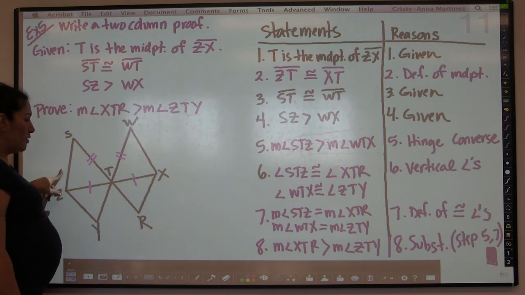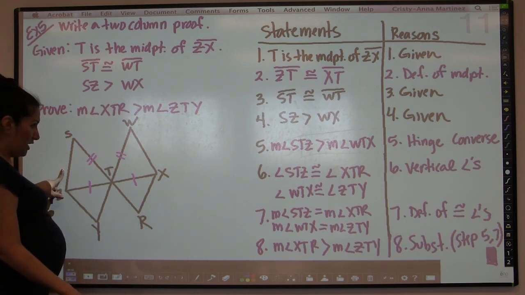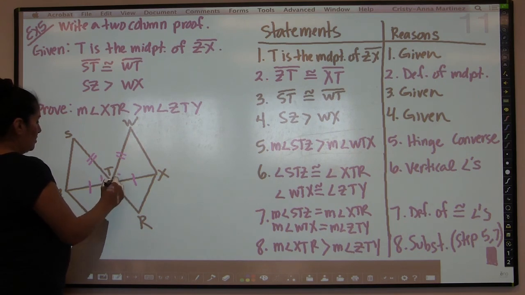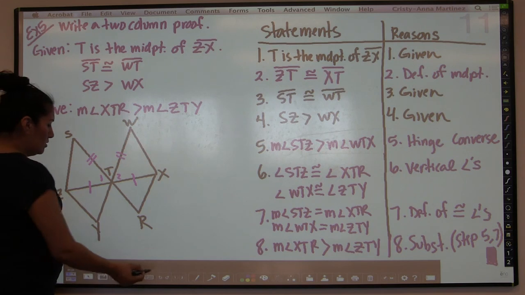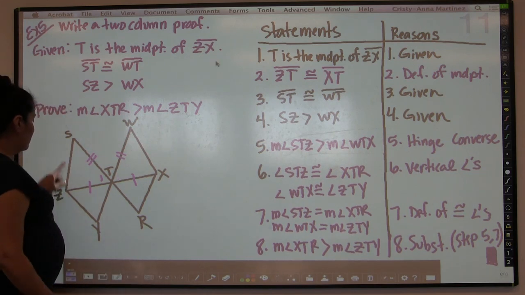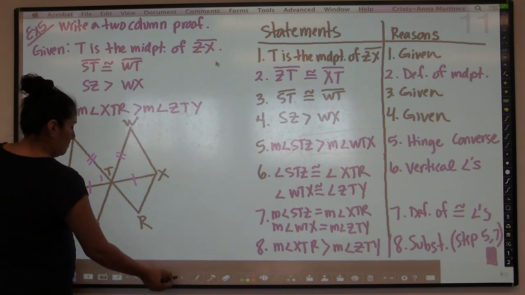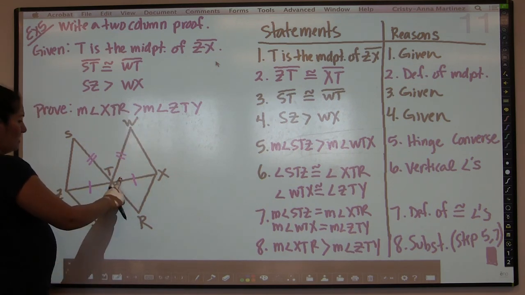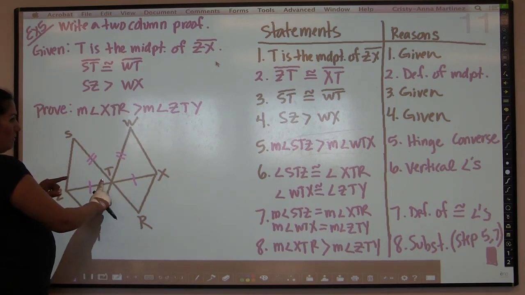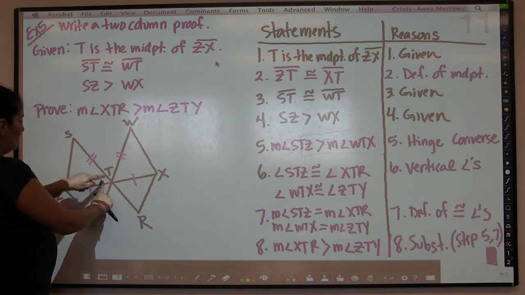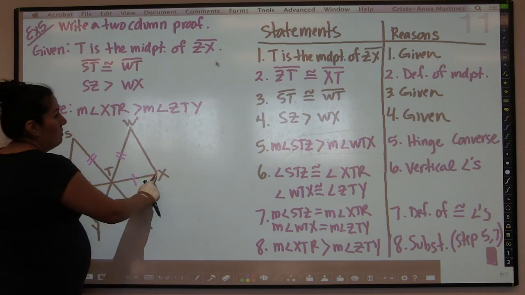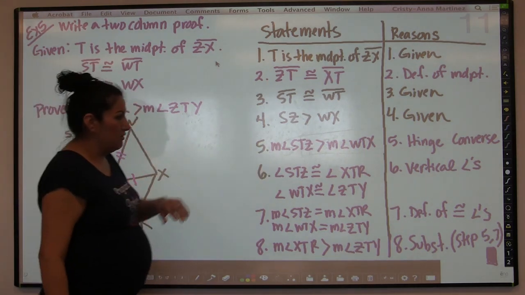So if that's greater than WX, then by the converse of the Hinge theorem, the included angles, which are these two angles here, angle 1 and angle 2, since SZ was larger than WX, then this angle is larger than this angle. And that's what you see in step 5. The measurement of angle STZ is greater than the measurement of angle WTX by Hinge converse. It is the converse there.